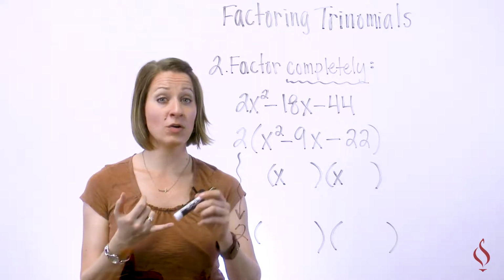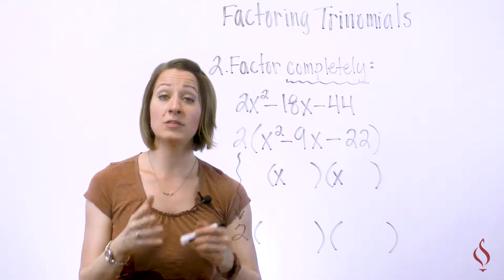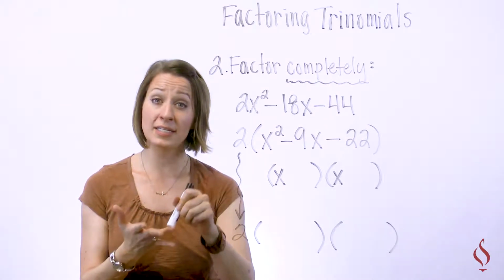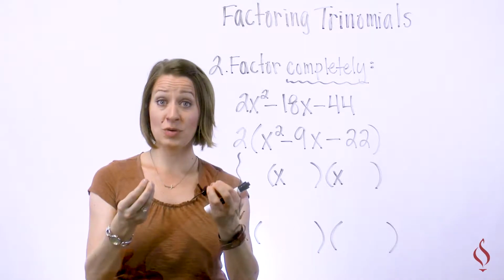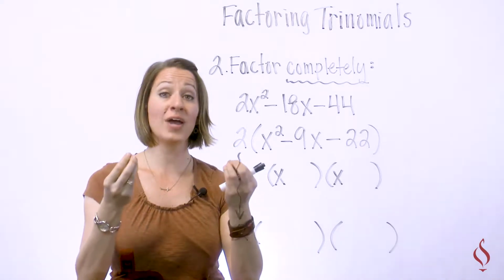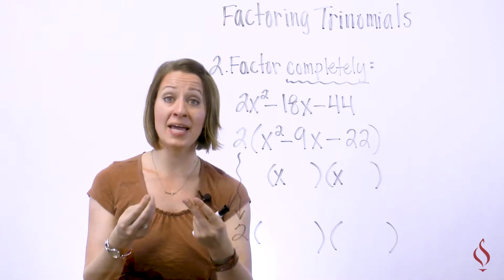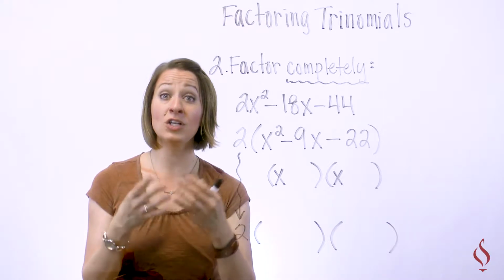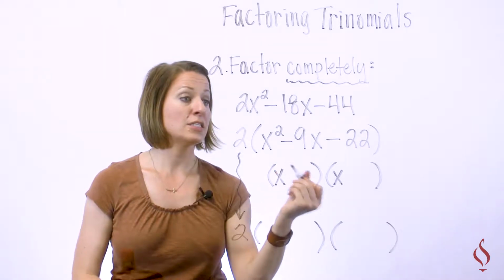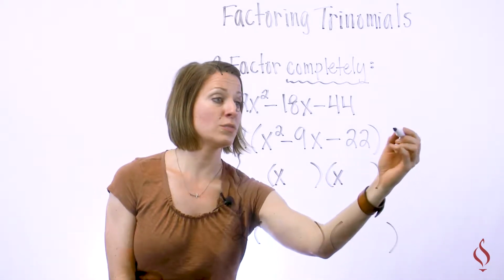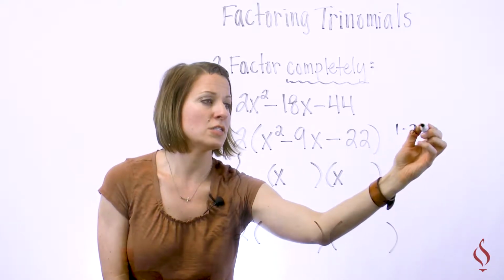Now, think about this. The only way for two numbers to multiply to negative 22 is if one is positive and one is negative. So keep that in mind. We also want those two numbers, one positive, one negative, to add to negative 9. Now, for two numbers to add to negative 9 means the larger number needs to be negative. Okay, so let's take a look at 22. I'm just going to write the positive factors just to save some time.